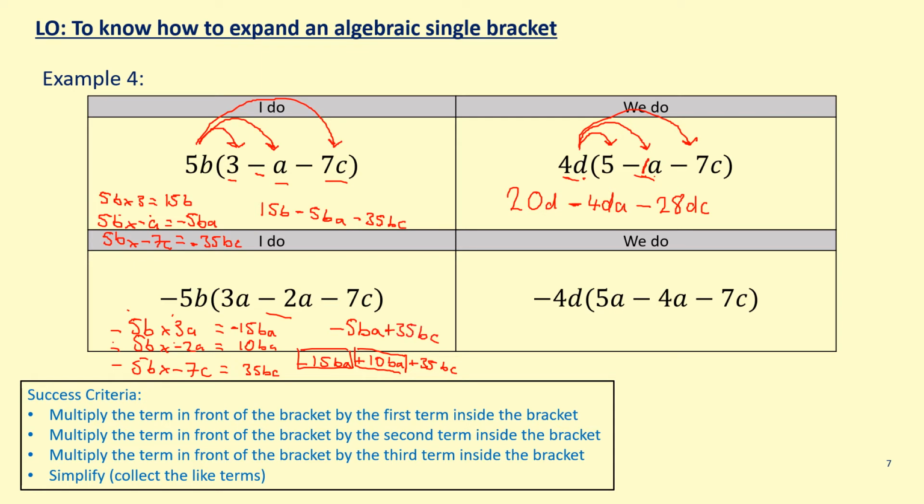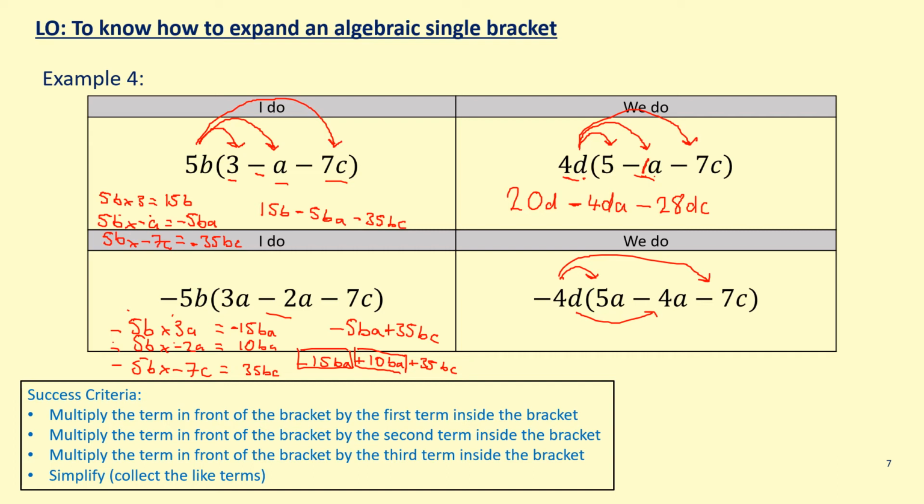BC. Please pause the video now to attempt the we do for me, please. Give yourself a couple of minutes here and then I'll run through it quickly. So for the we do, we should have done minus 4d multiplied by 5a, minus 4d multiplied by minus 4a, and then minus 4d multiplied by minus 7c.